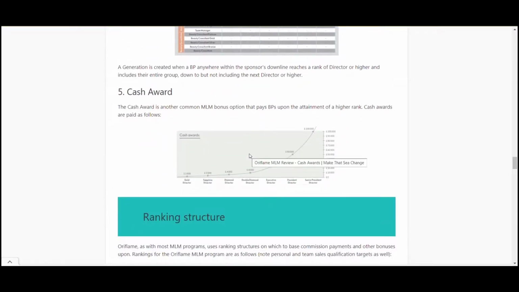And finally, a cash reward. So every time you reach a new rank, this is a common one within MLMs. Once you reach gold director, you get 1500, and this one says pounds there, so 1500 pounds, which is whatever in dollars if you're looking at a different area, but that's the bonus you get.